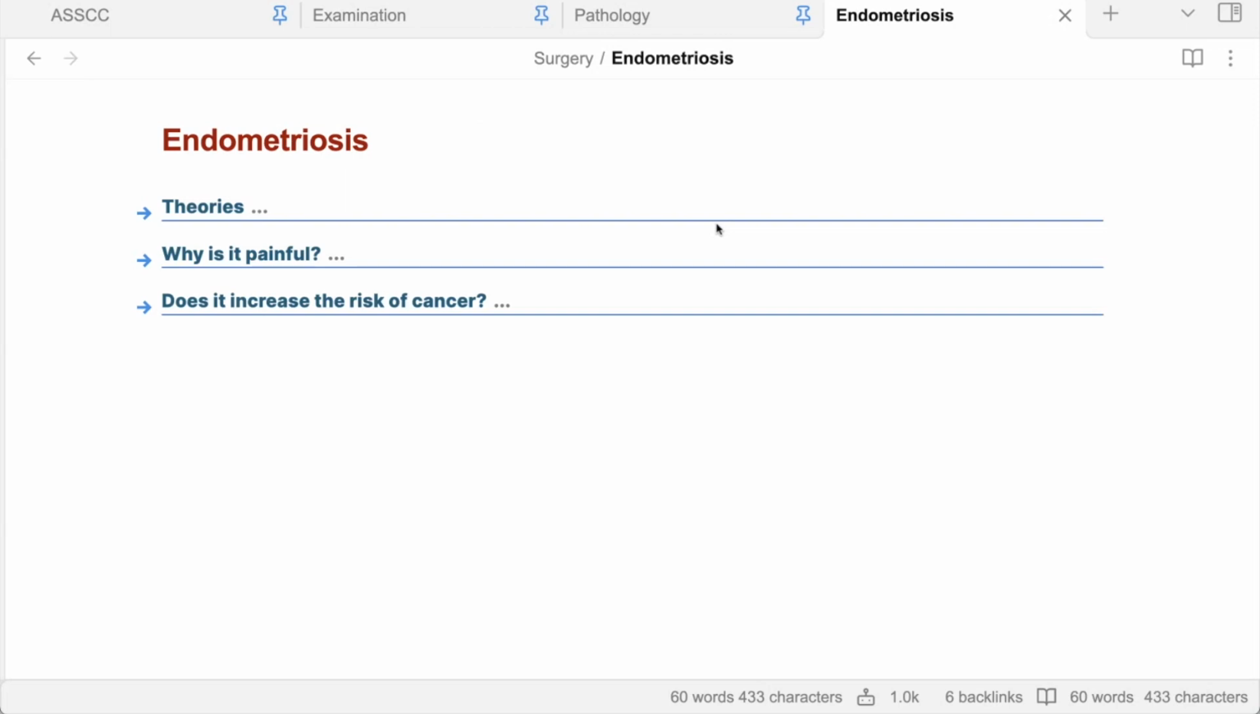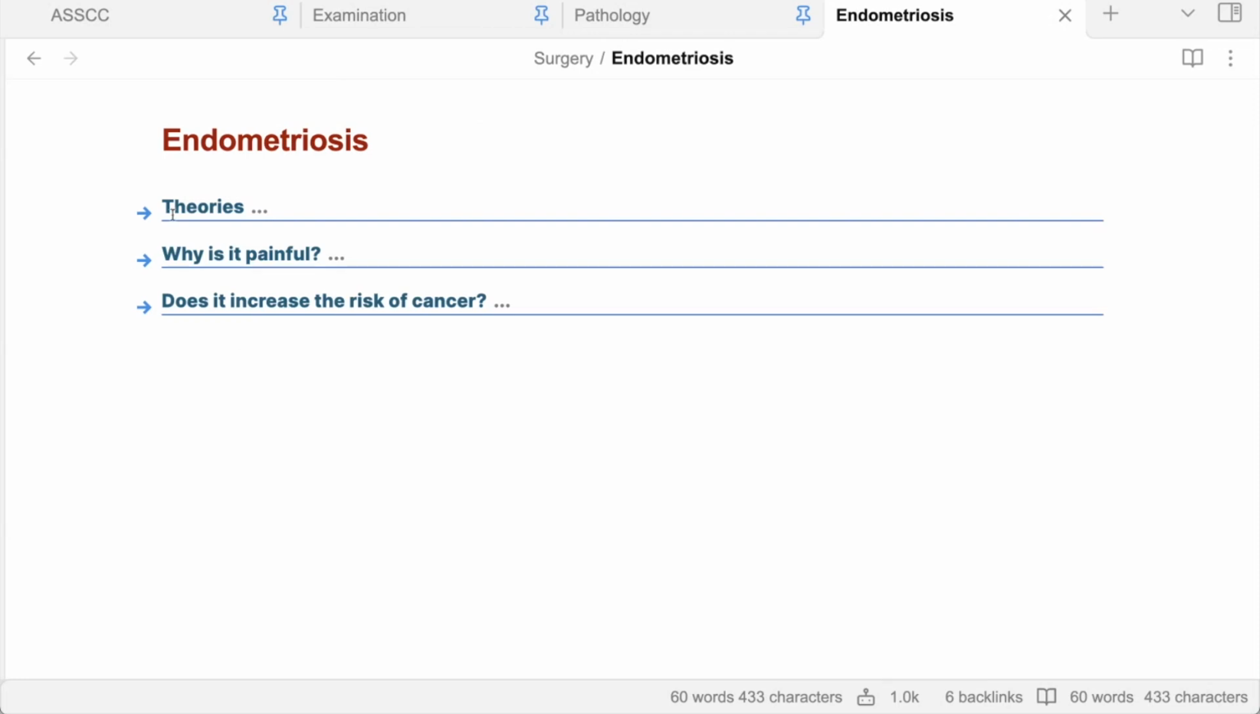Endometriosis is the presence of endometrial tissue in an ectopic site other than the uterus. Okay, that's a very good definition. Well done, very short and nice. Okay, what are the theories behind it? There are three theories. Number one, the regurgitation theory. Number two, the vascular and lymphatic dissemination theory. Number three, the metaplastic theory.